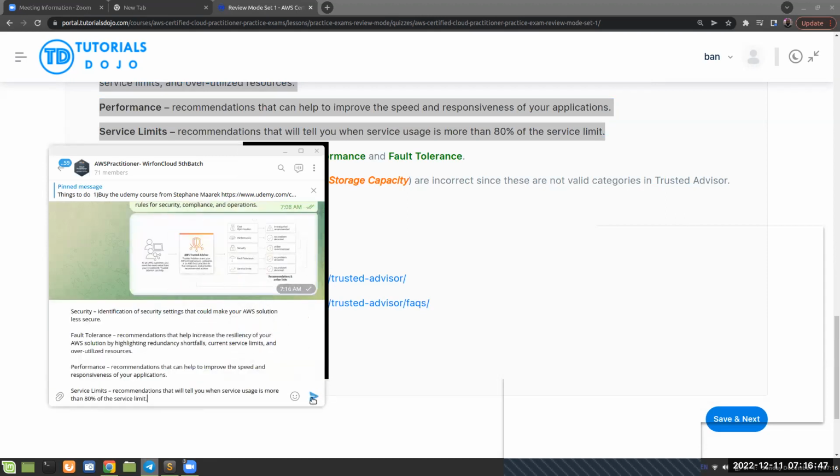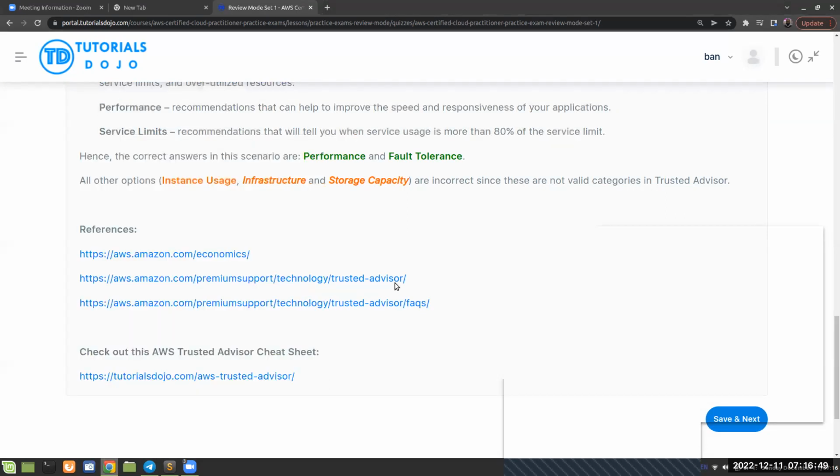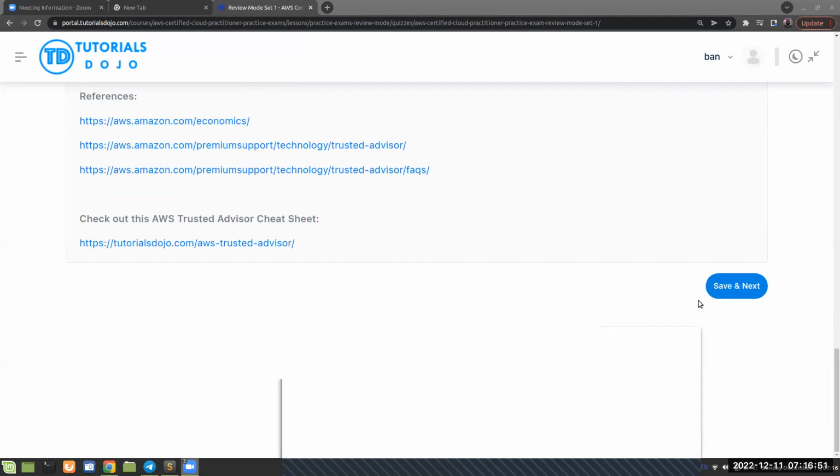At least Telegram is free, right? So we're not paying if we post there a lot of times.